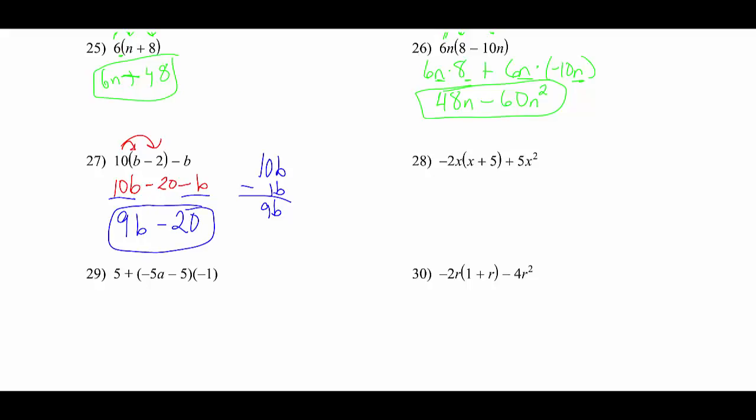And the next ones are going to go similarly to what we've already done. So negative 2x times x. Since they both have x's, that's x squared. Negative 2x times 5 is negative 10x. Plus 5 squared is at the end. We have like terms at the beginning and end here. Negative 2x squared plus 5x squared is 3x squared. Positive 3x squared minus 10x. And that's our answer. 2 more.